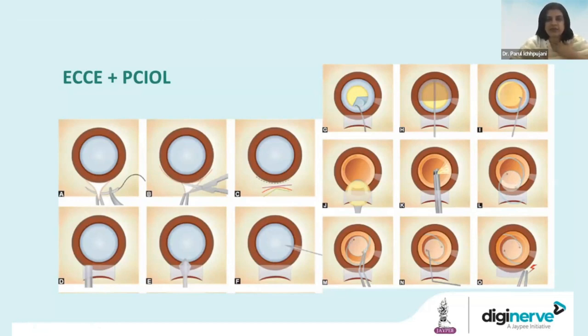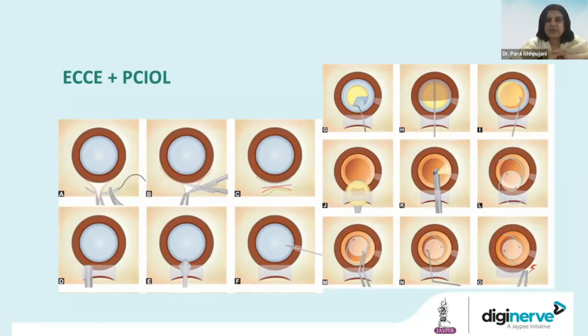Always once an entry has been done, you want ports on the side so that irrigation and aspiration of the cortical matter can be done, and you can inject viscoelastic substance from time to time. And for this, we talked about the 15-degree side port knife in our past lecture. Once you have attained entry, it's time to address the anterior capsule, for which we do anterior capsulotomy. We talked about Utrata's forceps and cystitome in our last lecture.